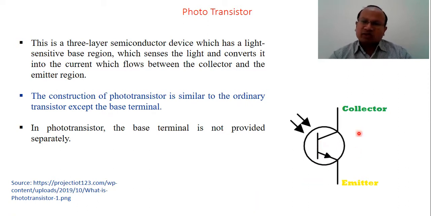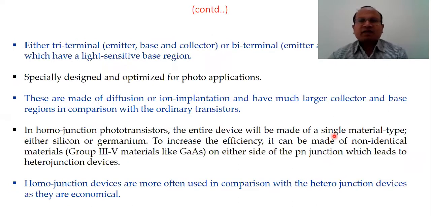This is the symbol actually for NPN phototransistor. If we just reverse the arrow of the emitter side, just reverse this arrow of the emitter current, it will become the symbol for PNP phototransistor. Base terminal is generally not provided separately. All right.